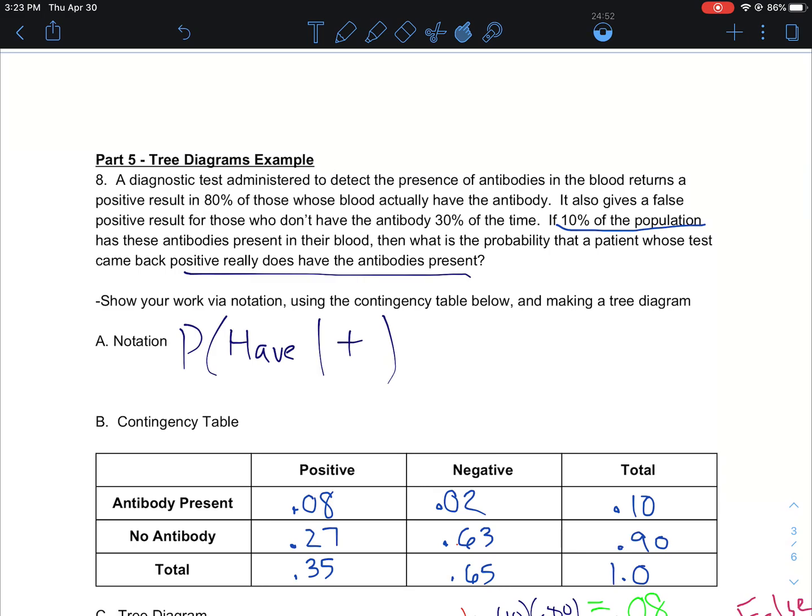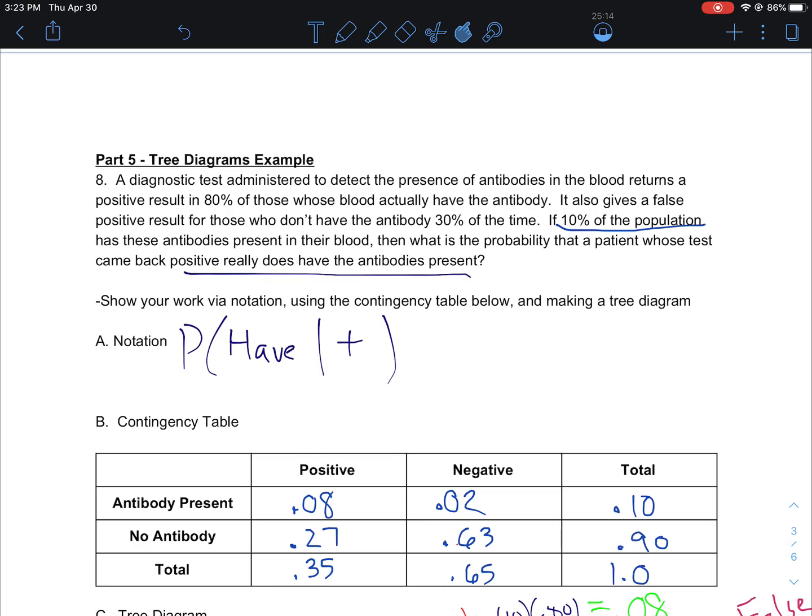So that gets more into type 1, type 2 error. That's something for a different video. Basically, we need to make a tree diagram here. We have to make a diagram of who has this antibody and who doesn't. And if you are tested and it's positive, what's the percent attached with it?